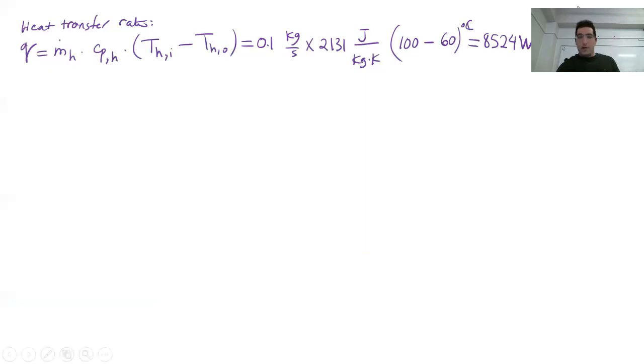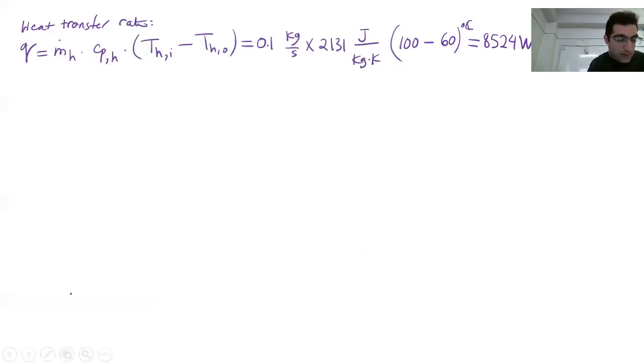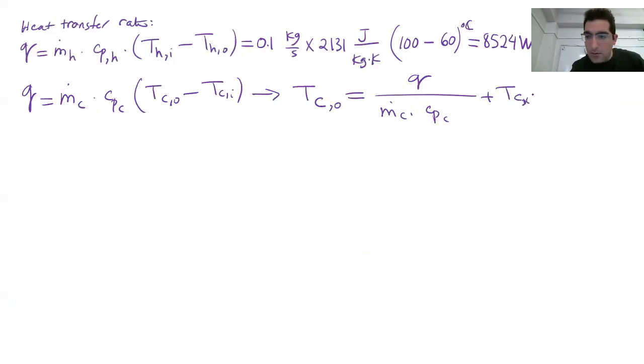And remember, this Q is only going to the cold fluid, right? Nothing is wasted, no leakage of heat. Which means that if I equate this same amount of heat to m dot of the cold fluid, Cp of the cold fluid, which is water, and delta T of the cold fluid, TCO minus TCI, then I can find a relation to find the missing information, which is TCO, the outlet temperature for the cold fluid, equal to Q divided by m dot Cp, plus inlet temperature of the cold fluid.